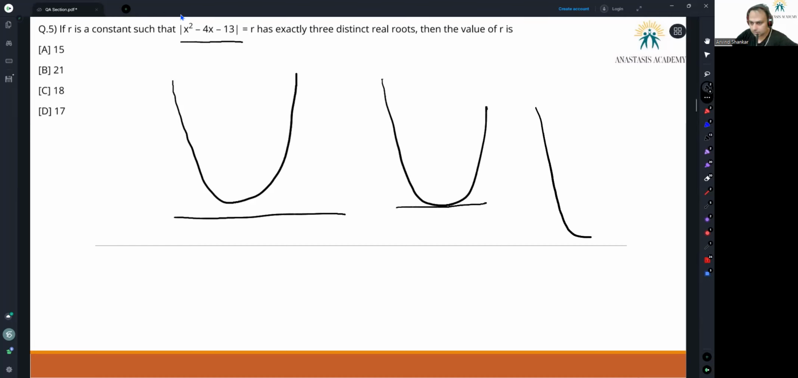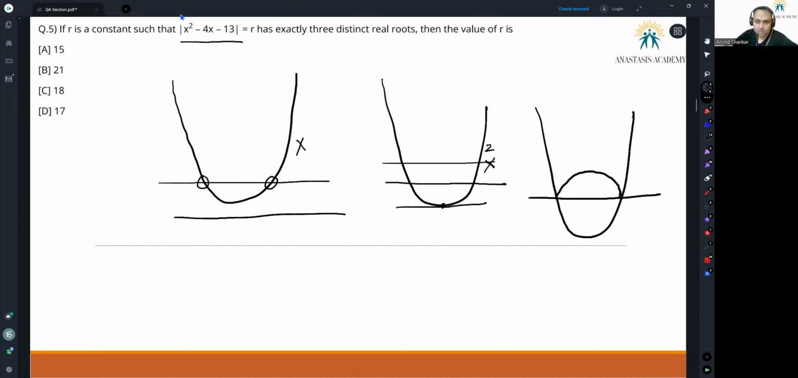If you apply mod here, there is no change in the quadratic. If you apply mod here, then the portion that is below the x-axis will go above the x-axis. Once it goes above the x-axis, look here, equal to R there can only be 2 solutions. Here at y equal to 0 you get 1 solution. At every other point you get 2 solutions.